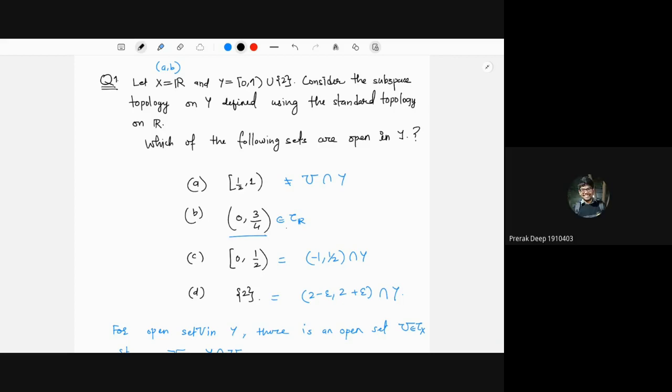Yeah, that is fine. In the first case, I'm thinking that because half will be excluded from the interval, and then if you think of it as an intersection with Y, let me think.